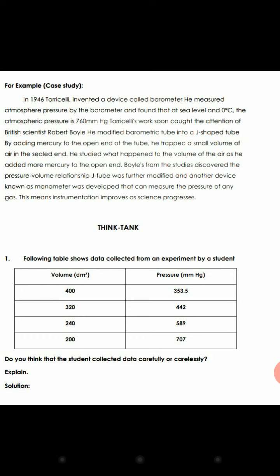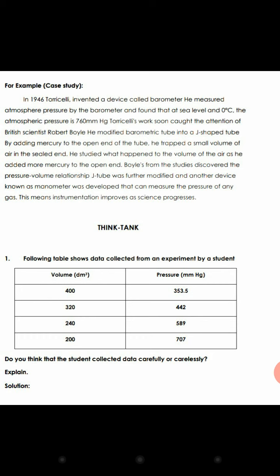ये आप याद रखिए कि रॉबर्ट बॉयल ने मॉडिफाई किया था बैरोमीटर को, किस में? जे शेप ट्यूब में. क्या किया था उसने? By adding mercury to the open end of the tube he trapped a small volume of air in the sealed end. He studied what happened to the volume of the air as he added more mercury to the open end. Boyle, from these studies, discovered the pressure volume relationship.